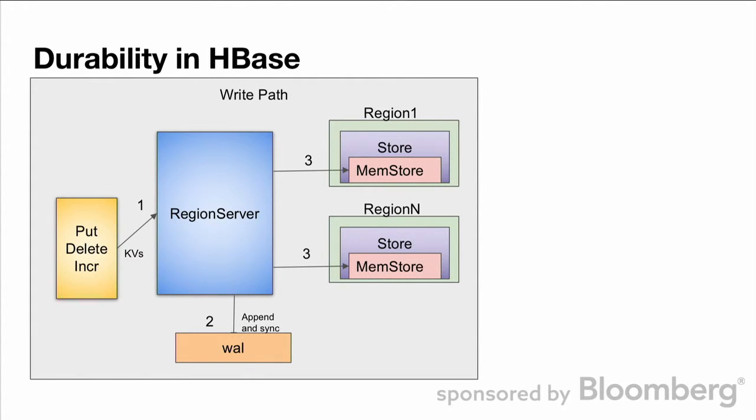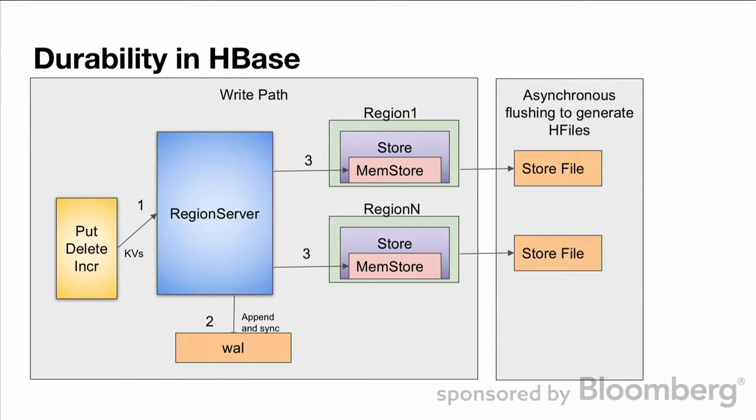So the characteristics we are looking for in the WAL are low latency, high throughput, highly available and durable, and the same for the store files. We want the store files to be available in the same way as the WAL. So right now we use HDFS for both things, for the store files and the WAL.